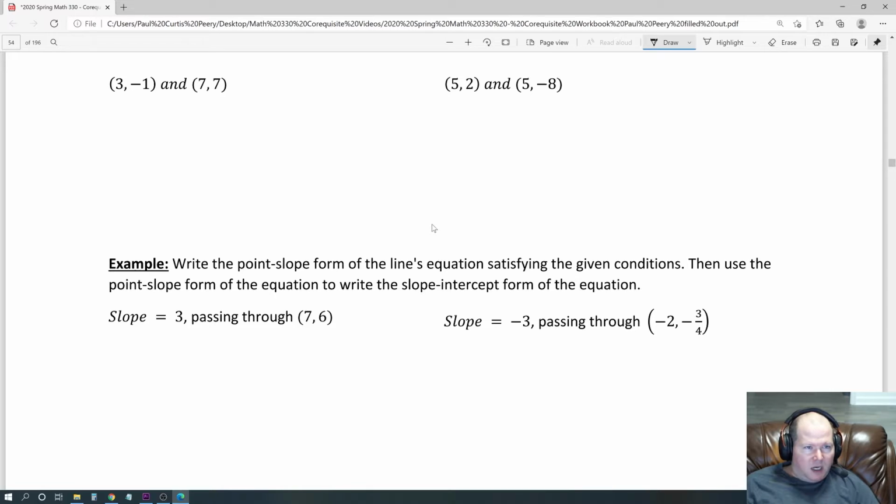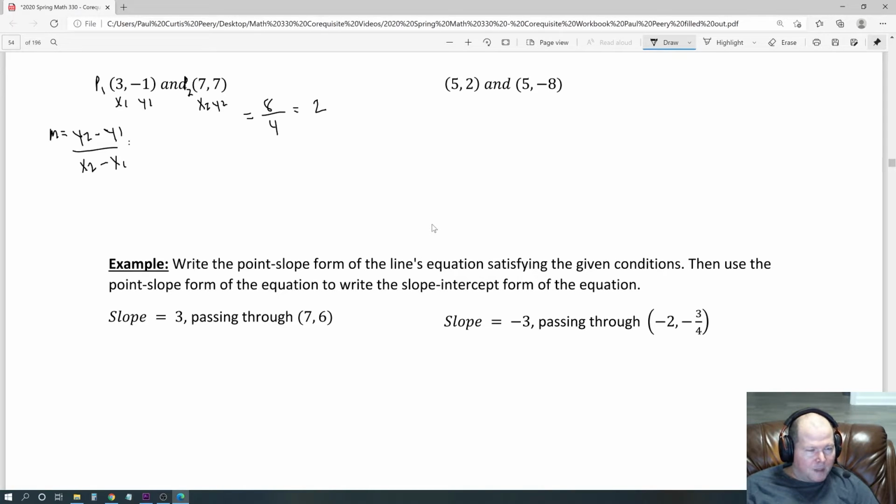Okay, let's try the next ones. So, right here we have the difference in y's from -1 to 7 is a positive 8, and the x's from 3 to 7 is a 4. Okay, 8 divided by 4 is 2, so we have a slope of 2. Okay, so let's do it the long way. Point 1 will give me an x1 and a y1. Point 2 will give me an x2 and a y2. And the slope is equal to y2 minus y1 over x2 minus x1.